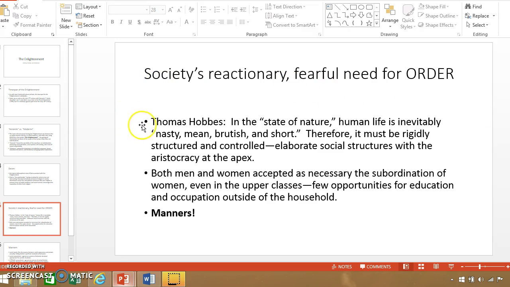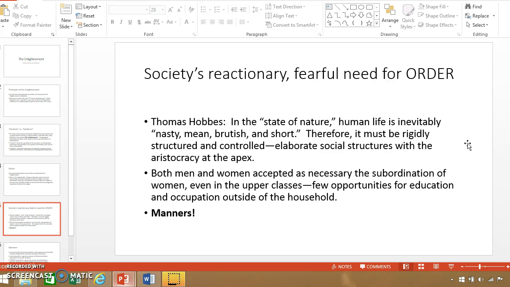Now, for instance, a guy named Thomas Hobbes, who you may have heard of, wrote a very influential political book called Leviathan. And in it, he portrays mankind in an incredibly cynical and pessimistic way, but the influence of this outlook upon politics today is undeniable. According to Hobbes in the Leviathan, in man's state of nature, in his heart of hearts, human life is inevitably nasty, mean, brutish, and short.